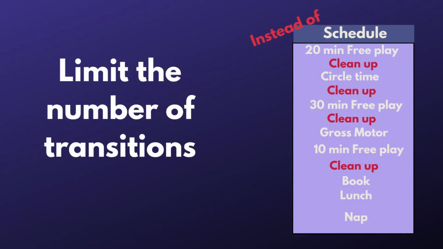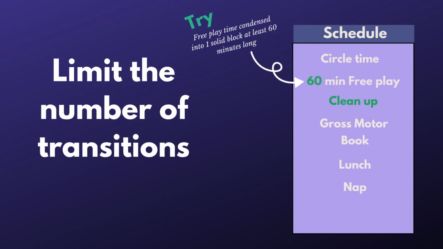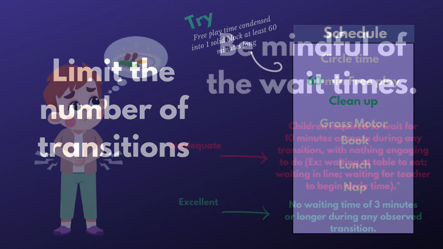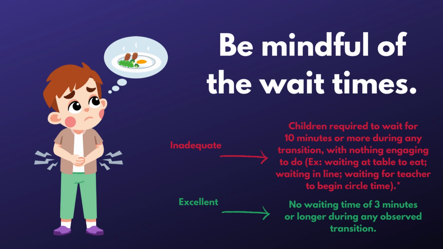Reduce the number of transition times you have to reduce the impact of their interruptions. Children are building their ability to self-regulate, so it's not developmentally appropriate to expect children to wait long without something engaging. For anyone following ITERS or ECERS guidelines on wait times, do not require children to wait for 10 minutes or more during any transition at the 1 level or 3 minutes or more at the 7 level.